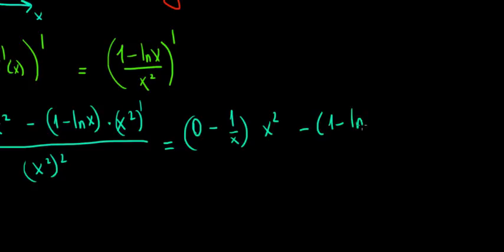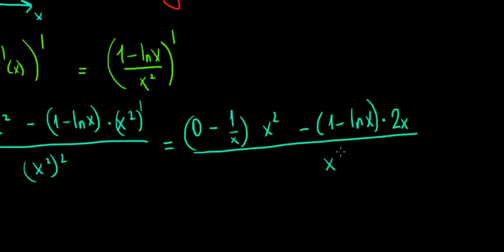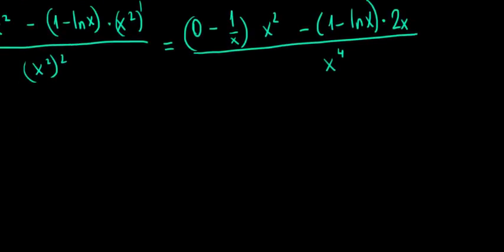1 minus ln of x times, what is the derivative of x squared? That's just 2x. Divided by x squared to the power of 2, that's just x to the power of 4. Alright, let's open the brackets.